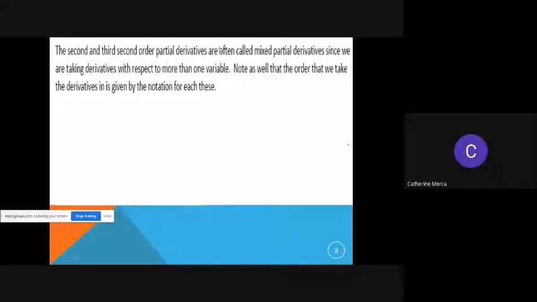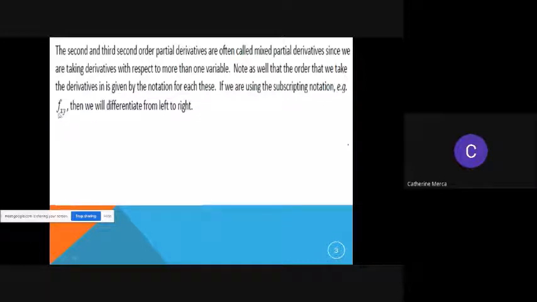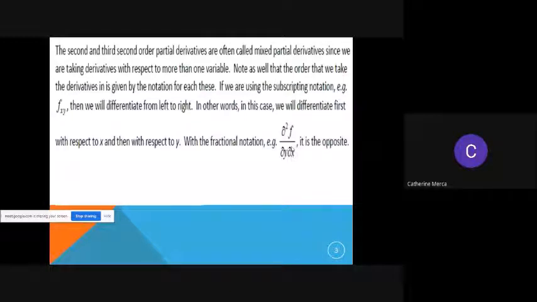The second and the third are called your mixed partial derivatives, since you're taking the derivatives with respect to more than one variable. If you are using the subscripting notation that I mentioned earlier, we differentiate first with respect to x and then with respect to y. But in the fractional notation, it is the opposite: with respect to x is the inner one and then with respect to y. So it is the opposite of the fractional notation.